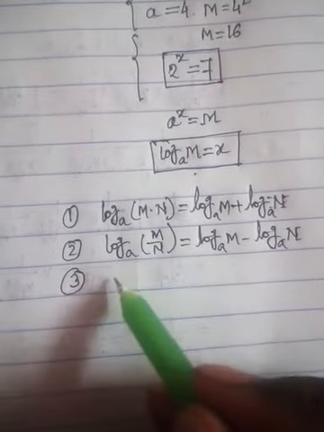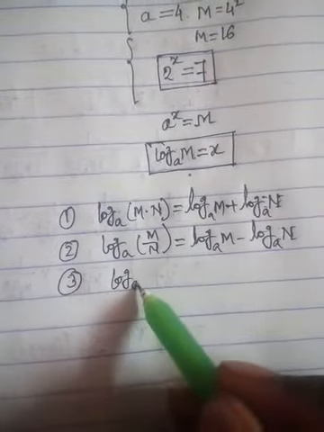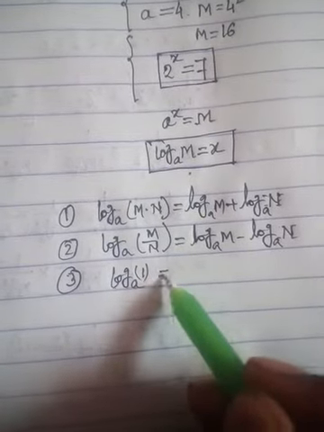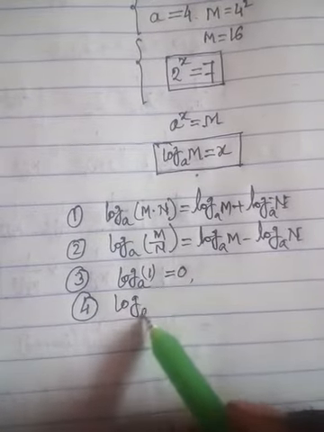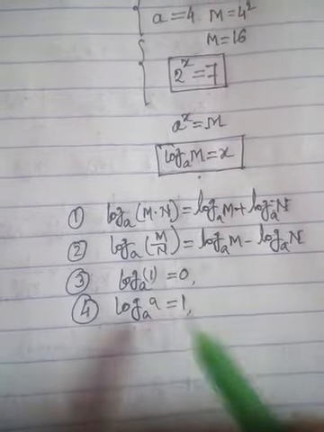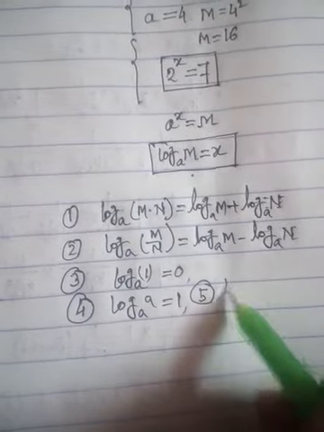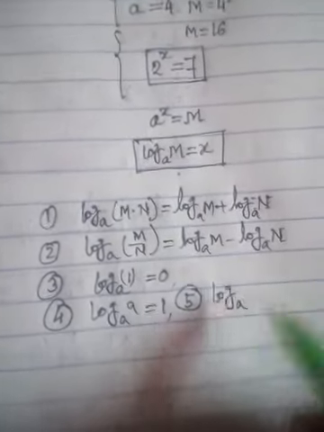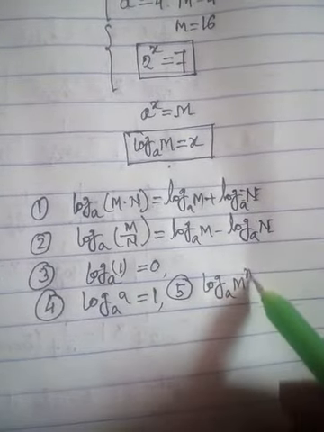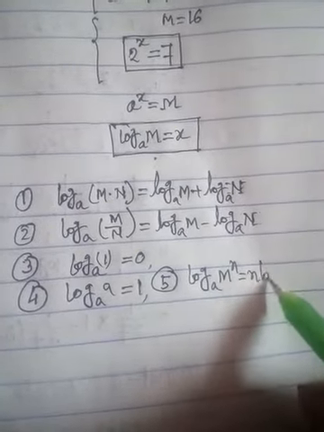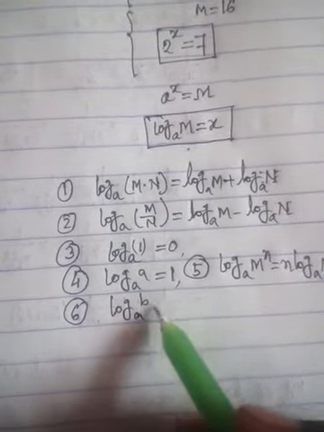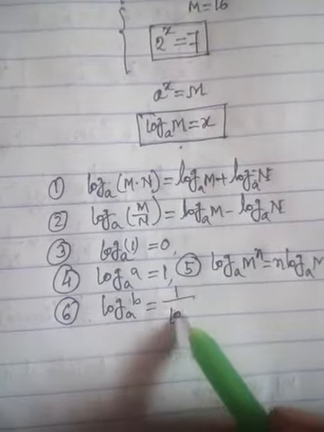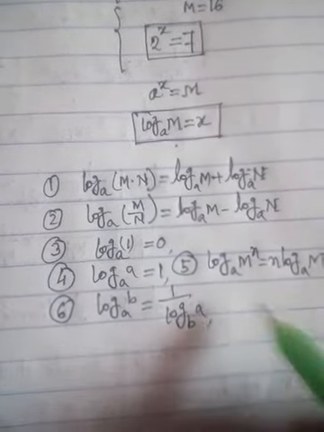Now number three, log a 1 equals 0. Number four, log a a equals 1. Number five, log a of m to the power n equals n log a m. Number six, log a b equals 1 by log b a.